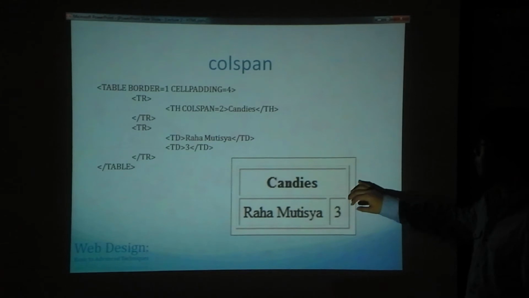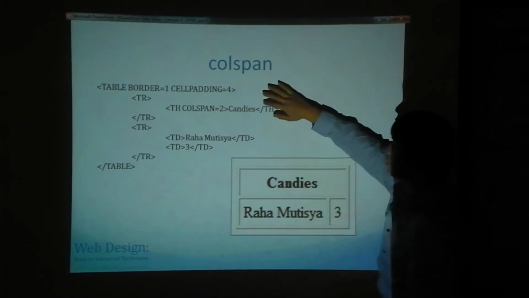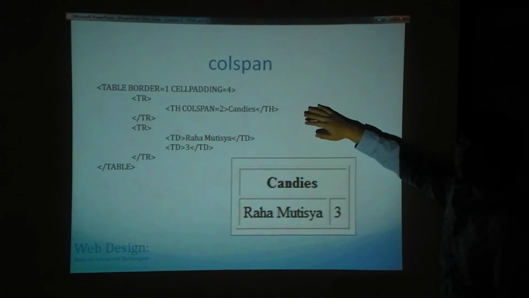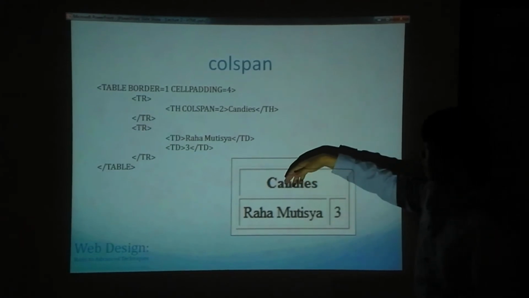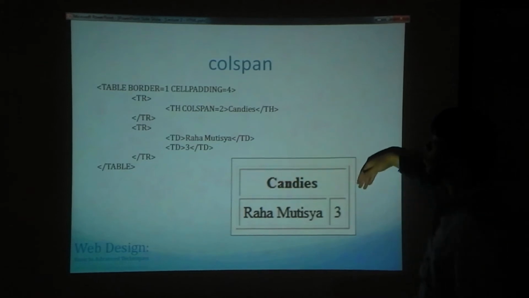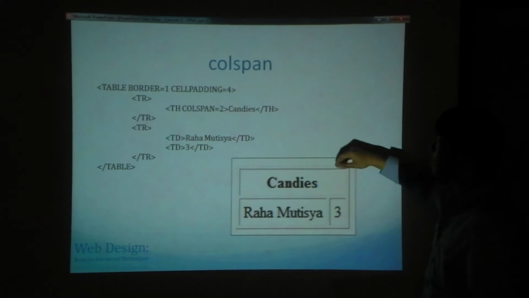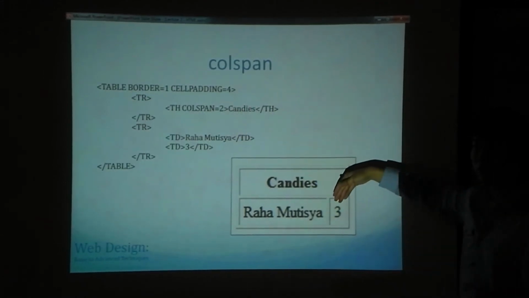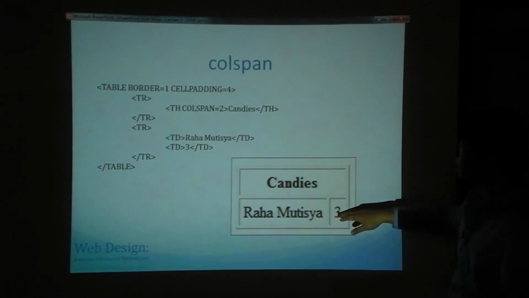So here's an example of a table, and what we started with is a table row, and in the table row we specified a table header with a colspan of 2. And what colspan means here is that it's a column that spans across two columns, which is specified here. So in this case, candies gets stretched across 2 columns for the table below.